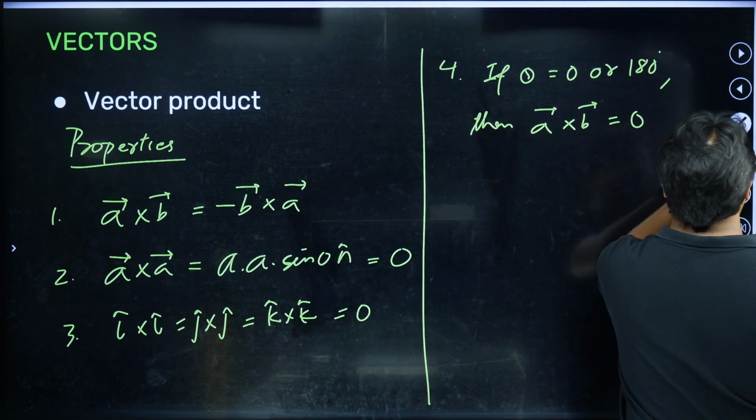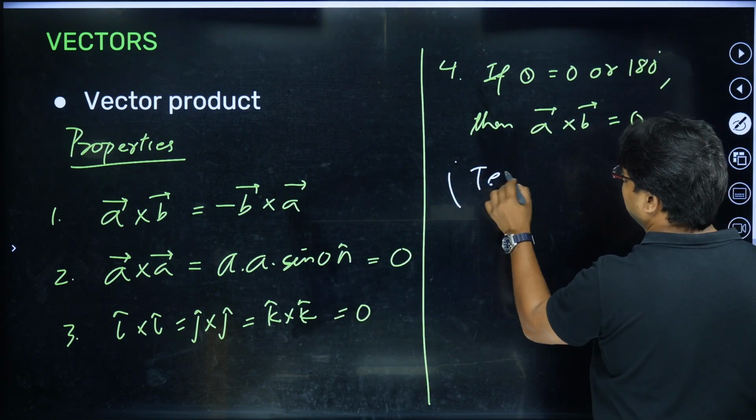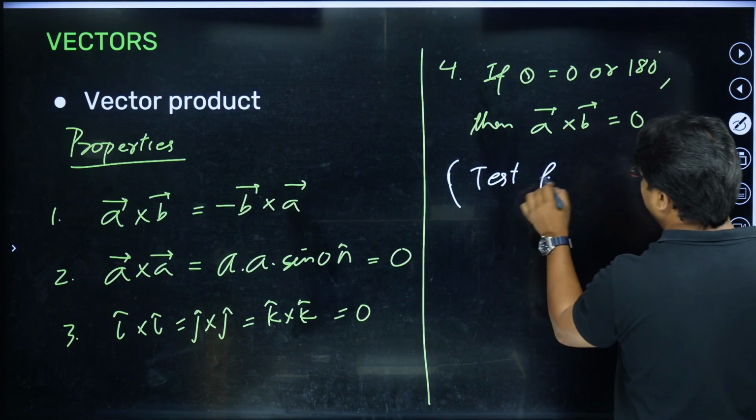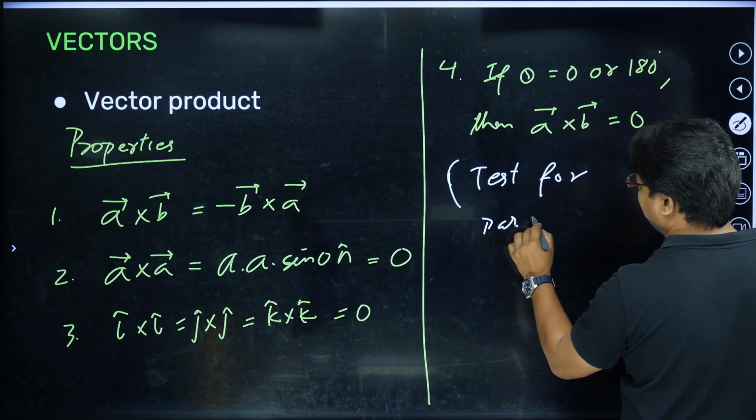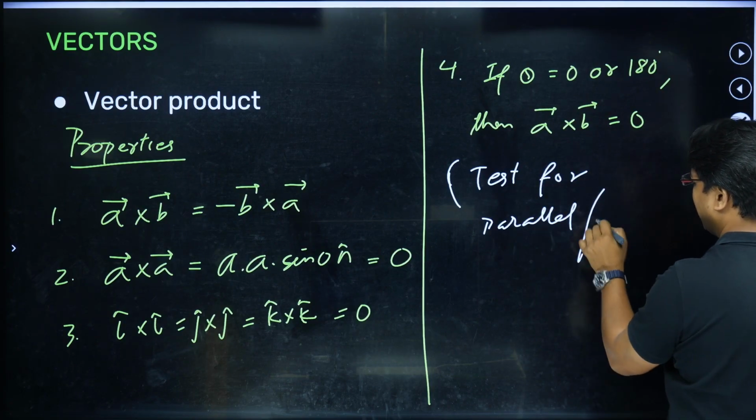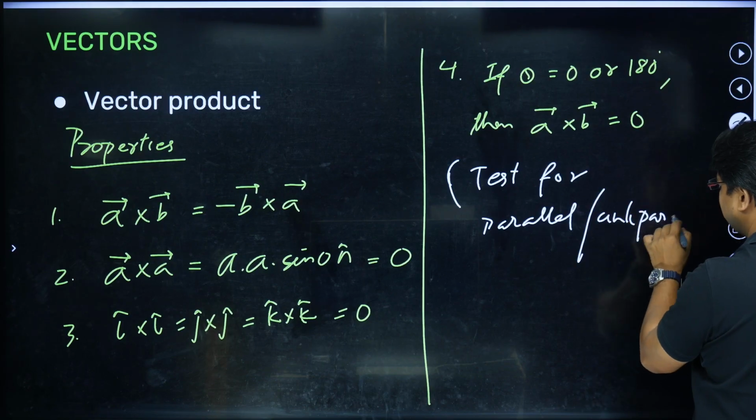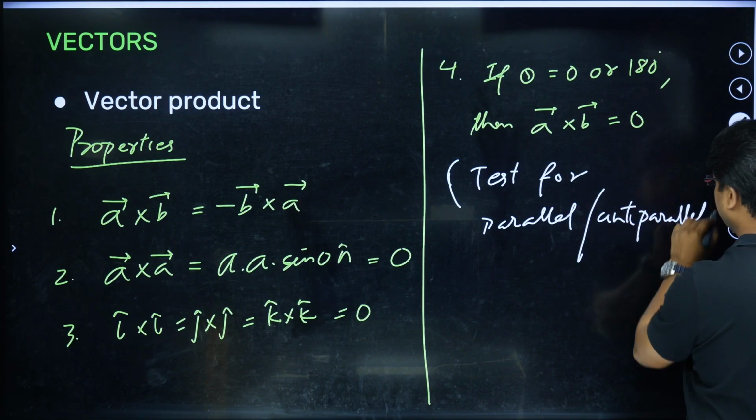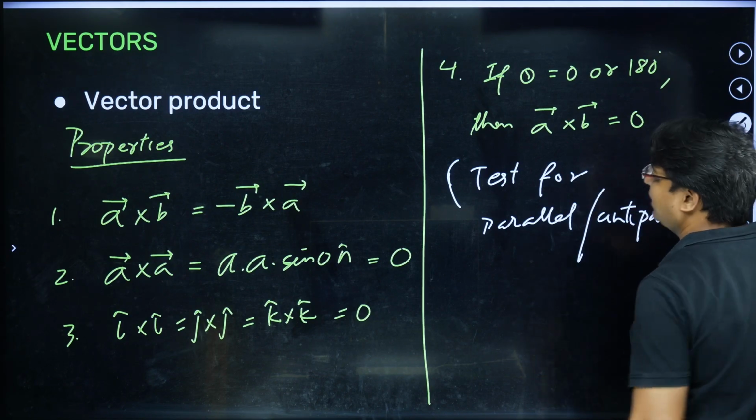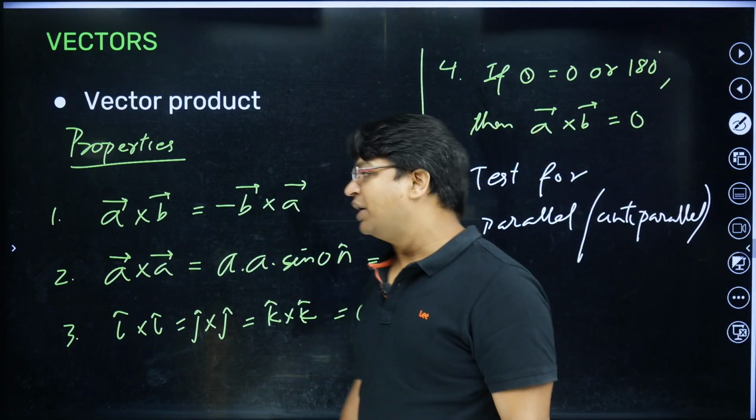So we can check that this is a test for parallel or anti-parallel vectors. You check their cross product, and if the cross product is 0, then they are either parallel or anti-parallel.